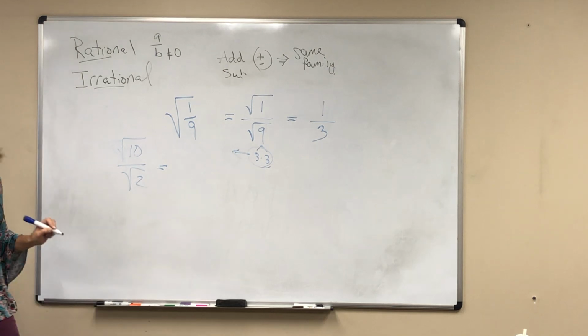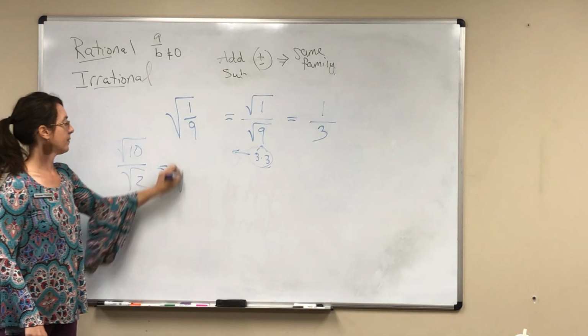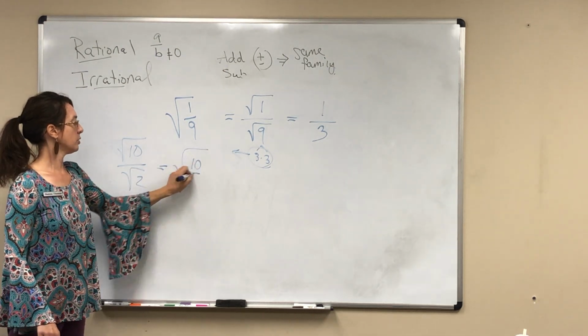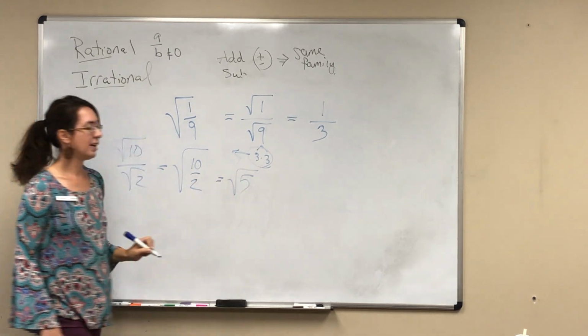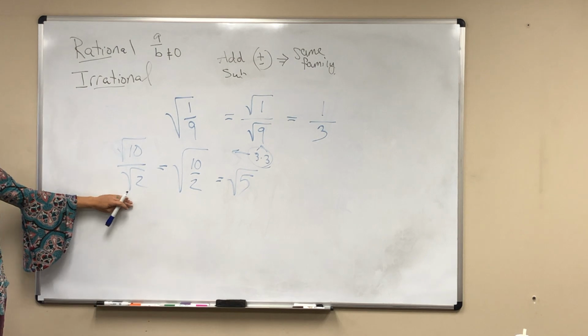So let's look at the square root of 10 over the square root of 2. How would we rewrite that? Square root of 10 over 2. 10 halves, which equals 5. Square root of 5. Excellent. So basic multiplication and division, we're just putting them inside roots.